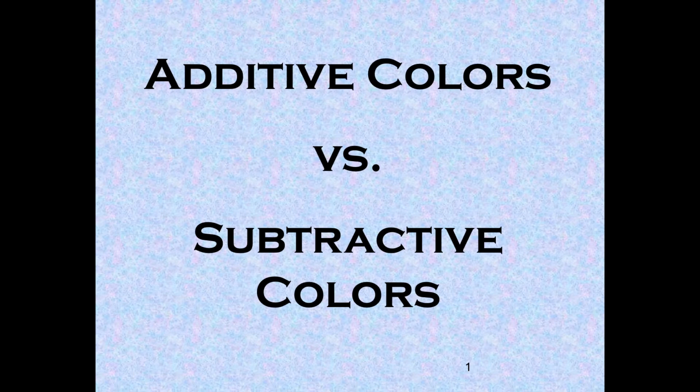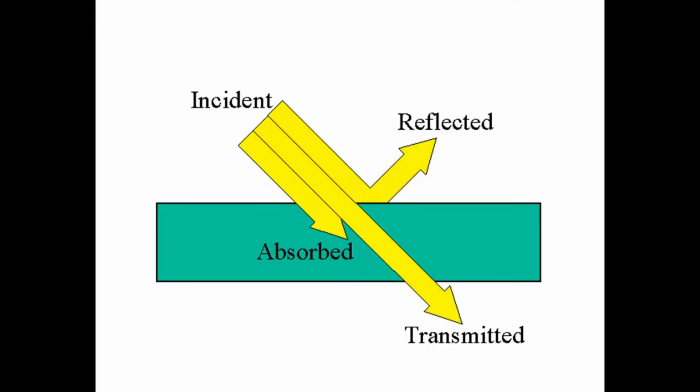Let's talk color. There are actually two different types of color: additive colors and subtractive colors. Before we look at the two types of color, we need to look at what happens when light hits a surface. That light is called incident light, or incident to the surface. One, two, or three things can happen to that light, or some combination of these three things.